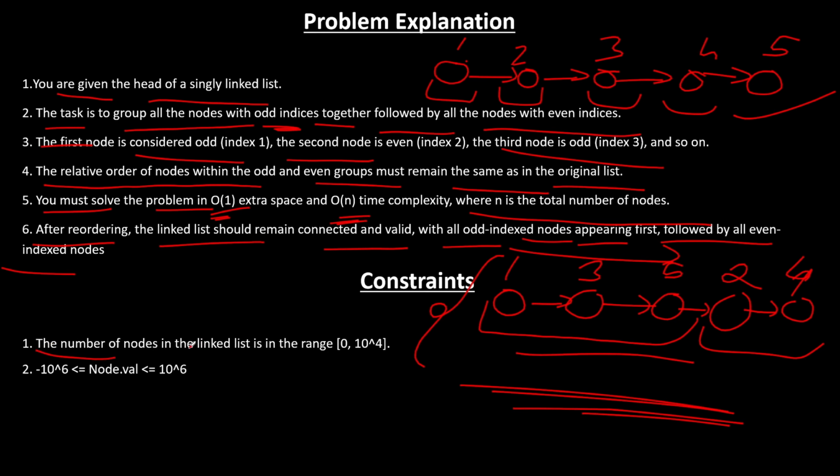The number of nodes in the linked list ranges from 0 to 10 to the power 4. These are the constraints. And the values would be from negative 10 to the power 6 to positive 10 to the power 6. So I hope you understood the problem explanation. Now let's move to the next slide.